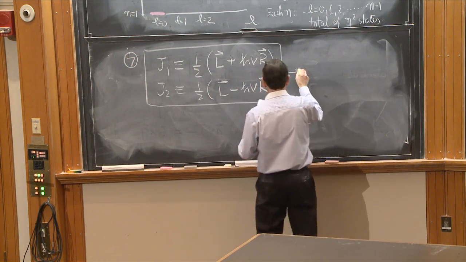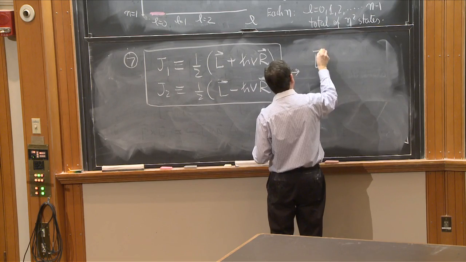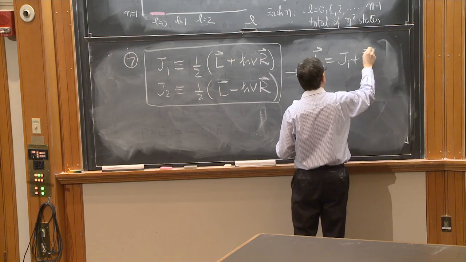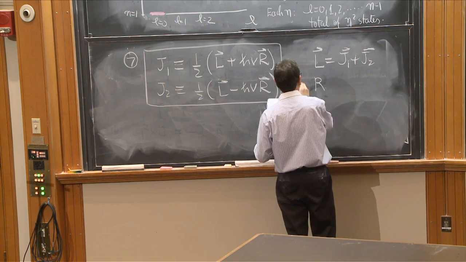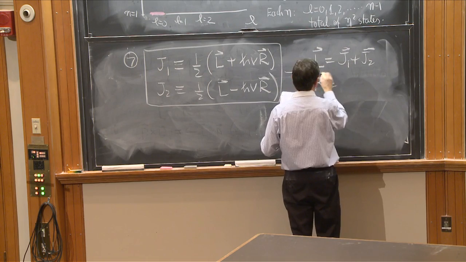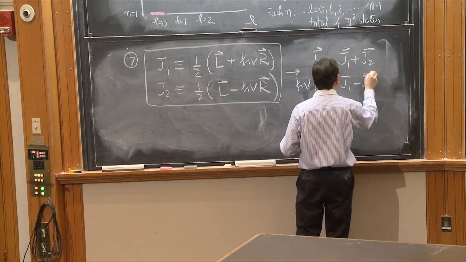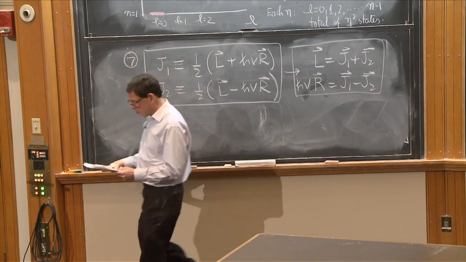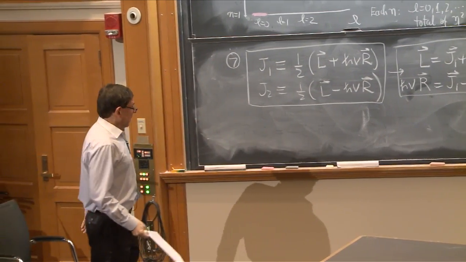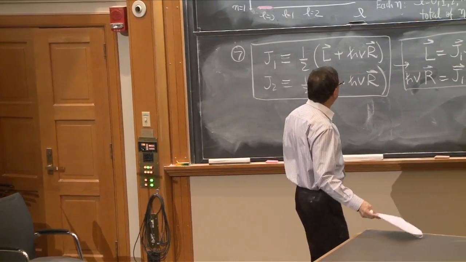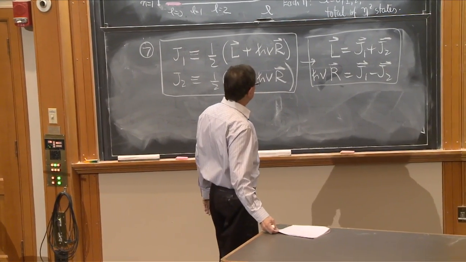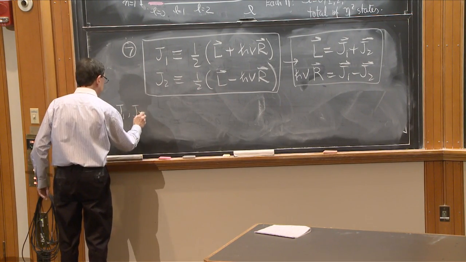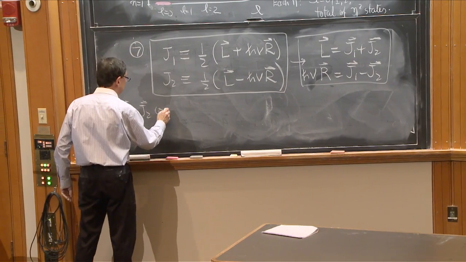And from this, of course, follows that L, the quantity we know, is J1 plus J2. And R, or H nu r, is J1 minus J2. You solve them the other way. Now, my first claim is that J1 and J2 commute with each other.